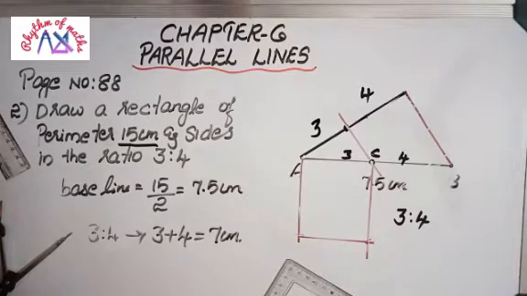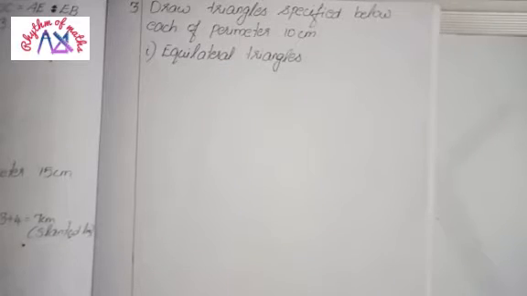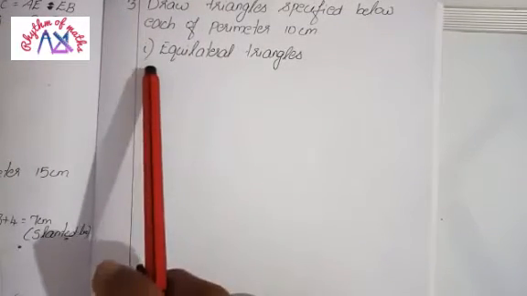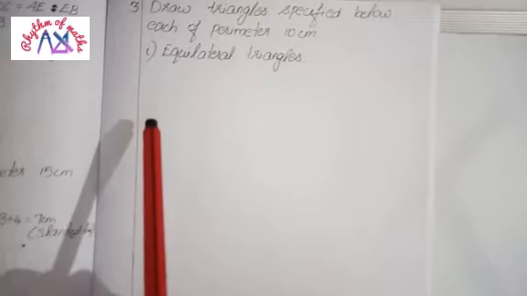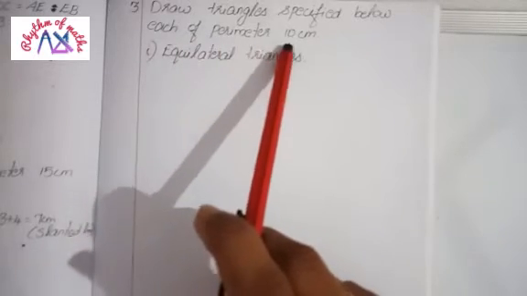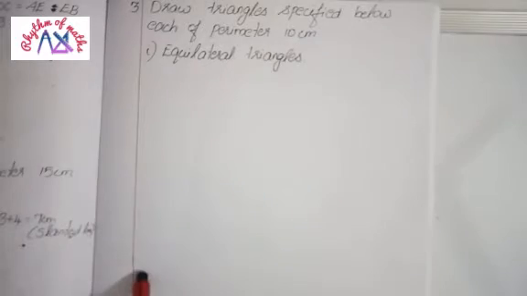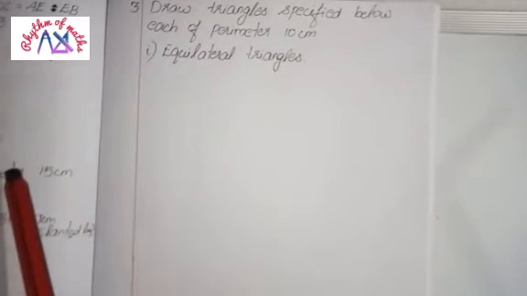Next is question number 3. Draw triangles specified below, each of perimeter 10 centimeter. Three sub questions are there. First sub question is equilateral triangle. Three sub questions with different ratios, and for all these three triangles, perimeter must be 10 centimeter. This is the question. For the previous question it was a rectangle.